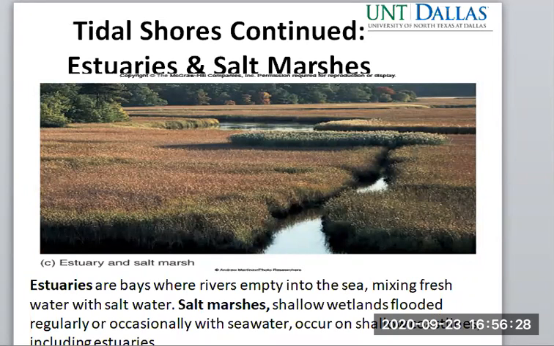We have some estuaries, which are the bays where the rivers empty into the sea, mixing fresh water with salt water. Salt marshes, shallow wetlands flooded regularly or occasionally with seawater, occur on shallow coastlines, including the estuaries. These estuaries are usually very calm, warm, and nutrient rich. Estuaries and salt marshes are biologically diverse and productive.